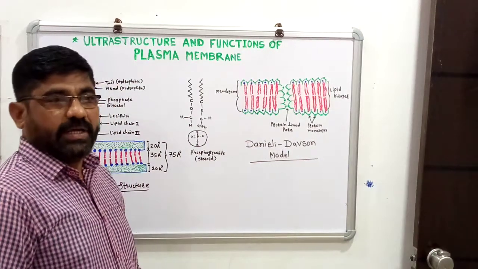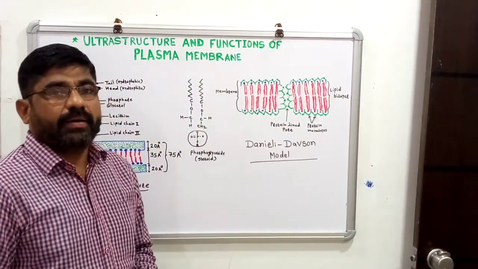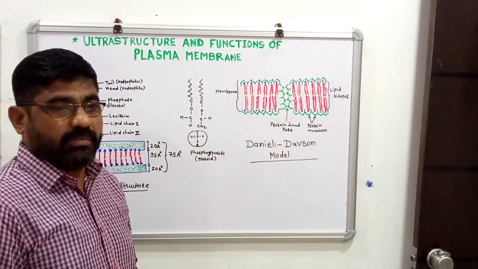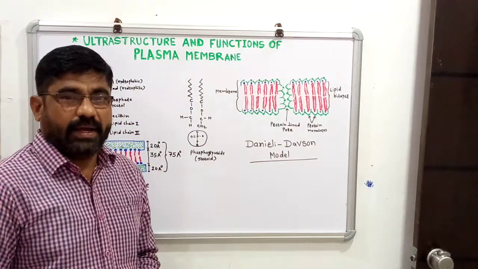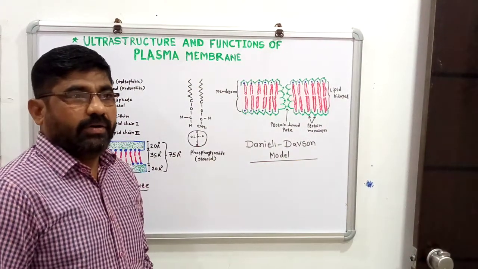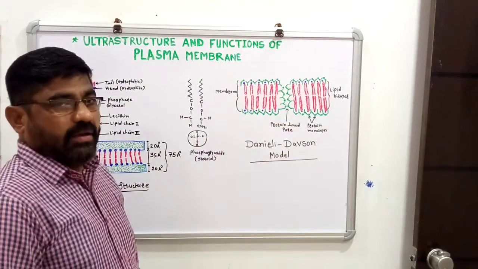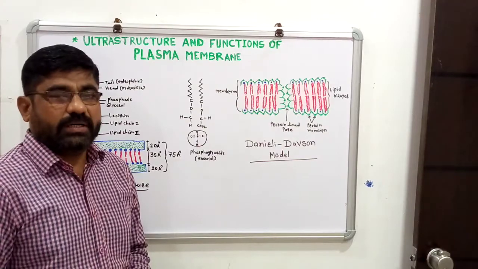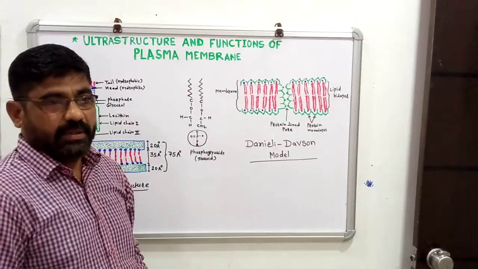Welcome friends. In the last lecture, we discussed the cell structure as well as the cell organelles and the outline of the functions of various organelles. Today, we will start with the ultrastructure and functions of the plasma membrane.